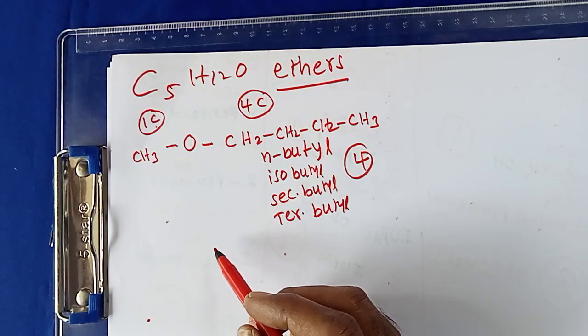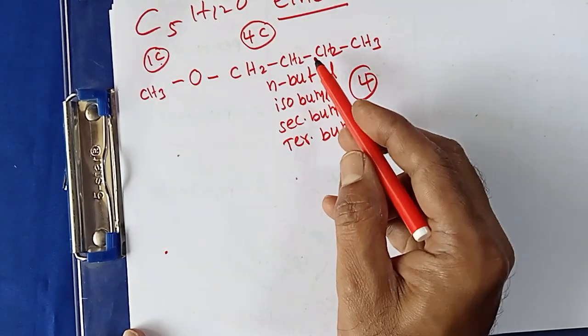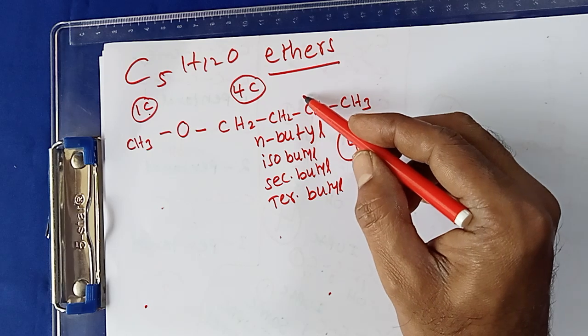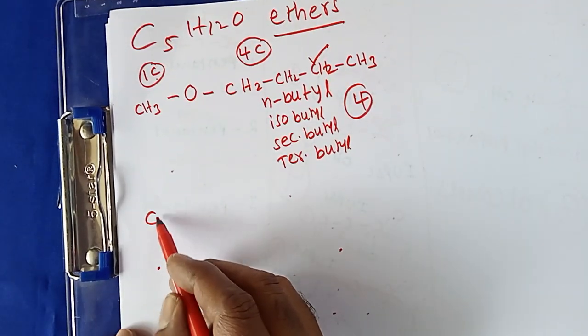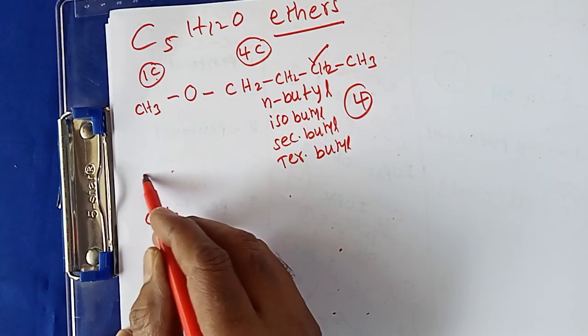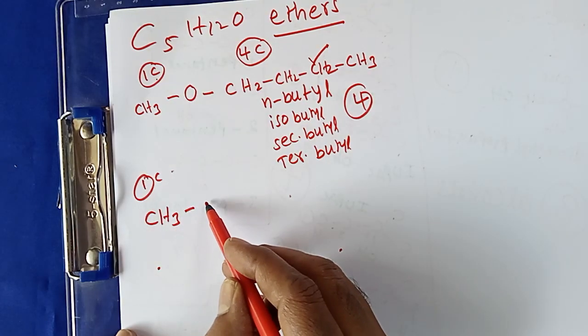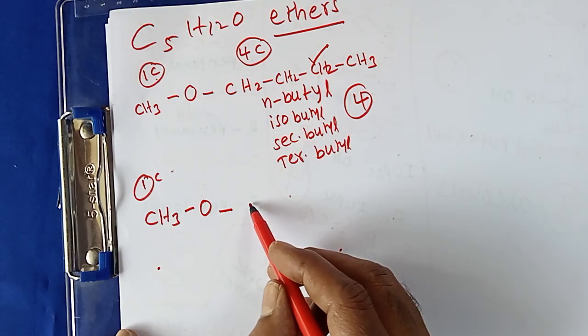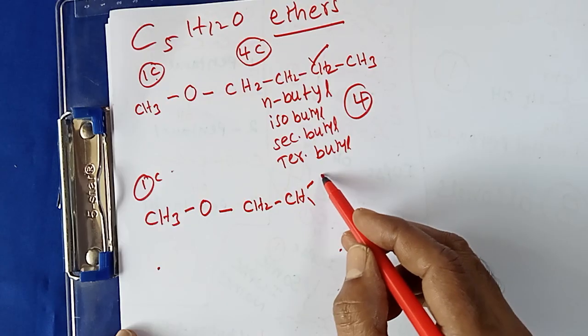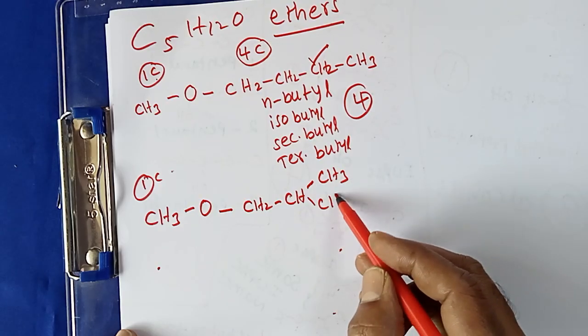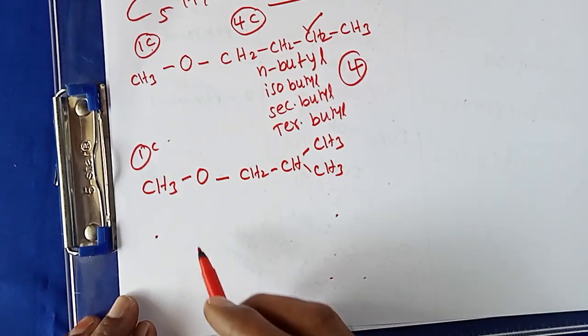So I write the N-butyl here. What is this? N-butyl. Then I write the isobutyl also with ether. This is CH3. This side 1 carbon and oxygen. Isobutyl you write down. Isobutyl means what? CH2, CH3, again CH3.